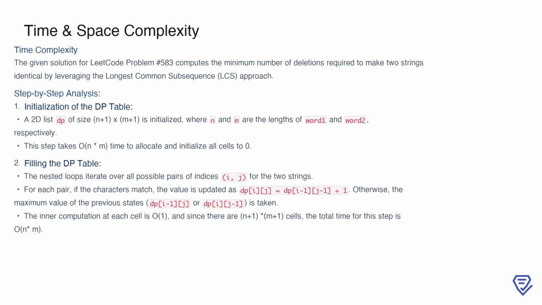Next, we fill the DP table by iterating through all possible index pairs of the two strings using nested loops. For each pair of indices, we compare the corresponding characters in the two strings. If the characters match, the value in the DP table is updated to reflect an extension of the common subsequence. If they do not match, we take the maximum value from the previous states. Since each cell computation is constant time and there are (n plus 1) * (m plus 1) cells, this step also has a time complexity of O(n * m).